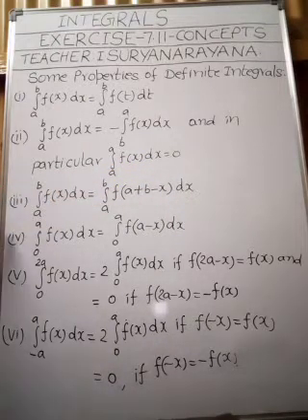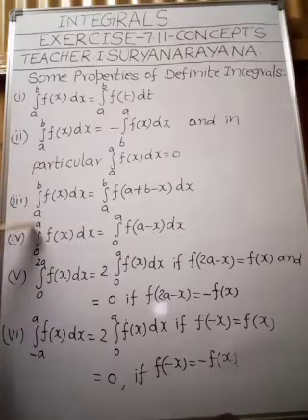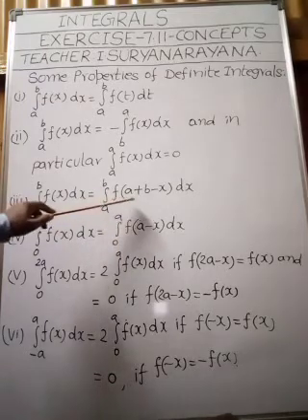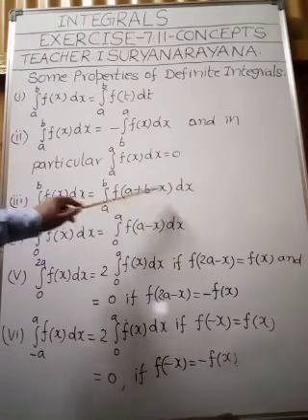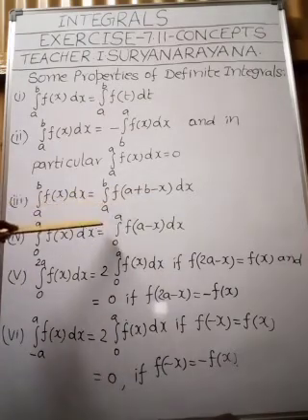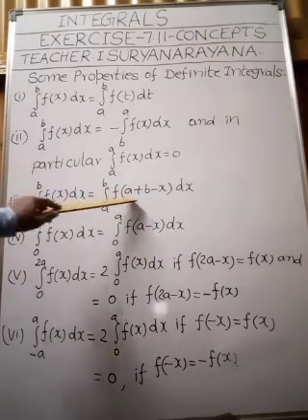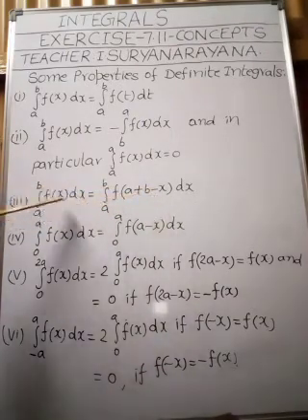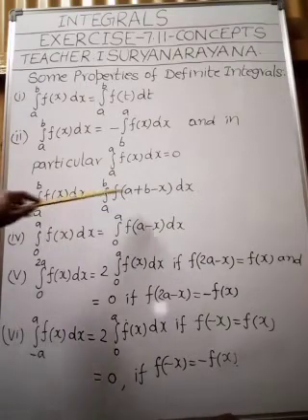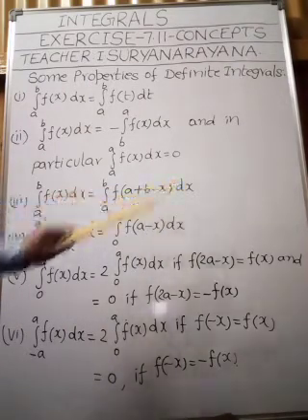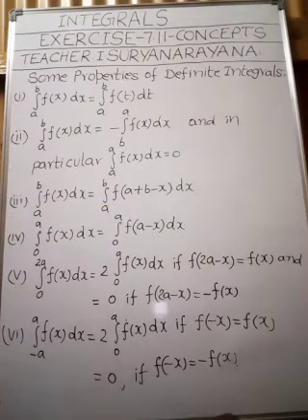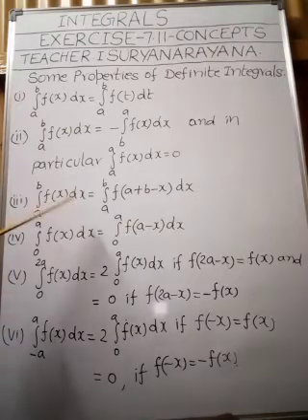Right. Come to the third property. Integral a to b f of x dx is equal to integral a to b f of (a plus b minus x) dx. We write the lower limit and upper limit as they are, but in the place of x, we write the sum of lower limit and upper limit minus x. We replace x in the function by a plus b minus x. We use this property very frequently in evaluating definite integrals of a given function. Remember this formula, my children.